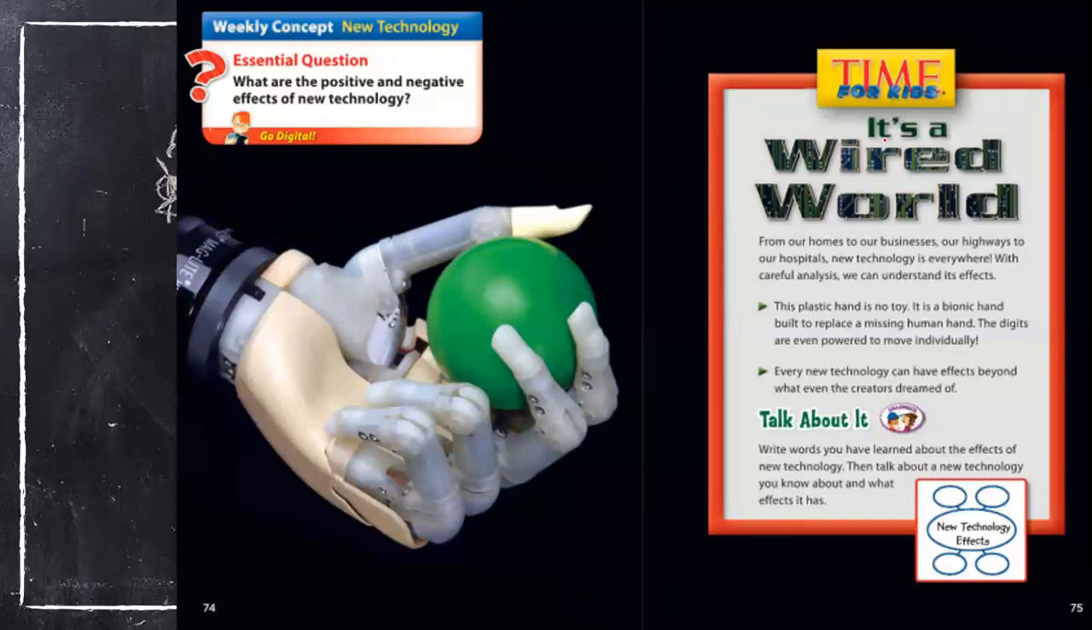Okay, guys. So now we have to start with our new theme. Let's see the essential question. It says, what are the positive and negative effects of a new technology? And this is your speaking. You have to choose a technology and talk about positive and negative effects. Two positive effects, two advantages, two negative effects, I mean two disadvantages. So this is our speaking for Saturday.